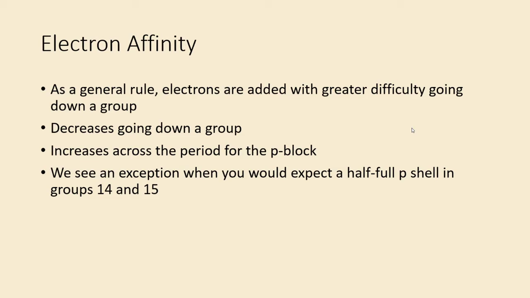As a rule, electrons are added with greater difficulty going down a group because there's a smaller Z effective, which means it's harder to hold that electron in place. So it's going to decrease going down my group. It's also going to increase going across the period for the P block, and that has to do with trying to balance out Z effective. If I have a stronger Z effective, the easier it is going to be for that Z effective to grab new electrons.